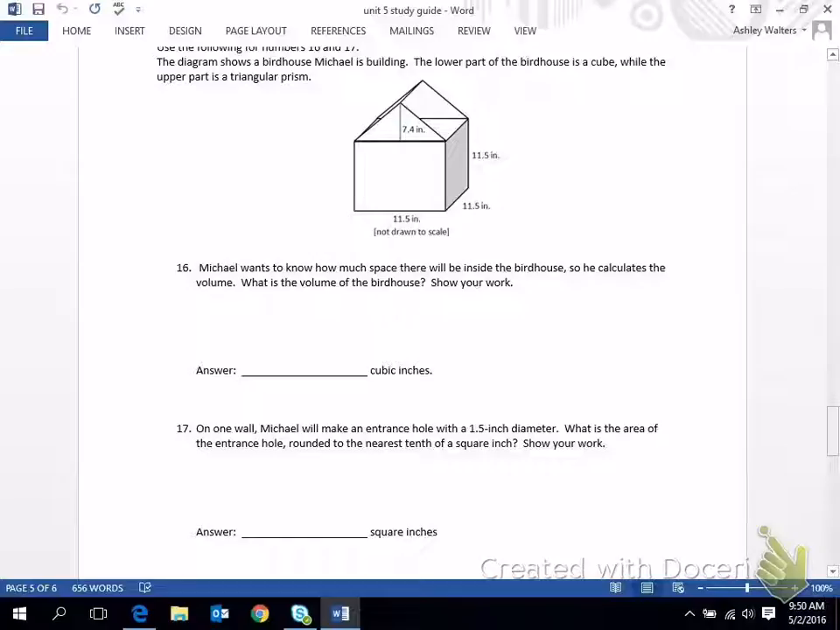So again, this birdhouse is in the shape of a pentagonal prism. So we're going to find the volume by multiplying the area of the base times the height. And that base breaks down into a rectangle and a triangle. The rectangle is 11.5 by 11.5, or we know that that's going to be 11.5 squared.